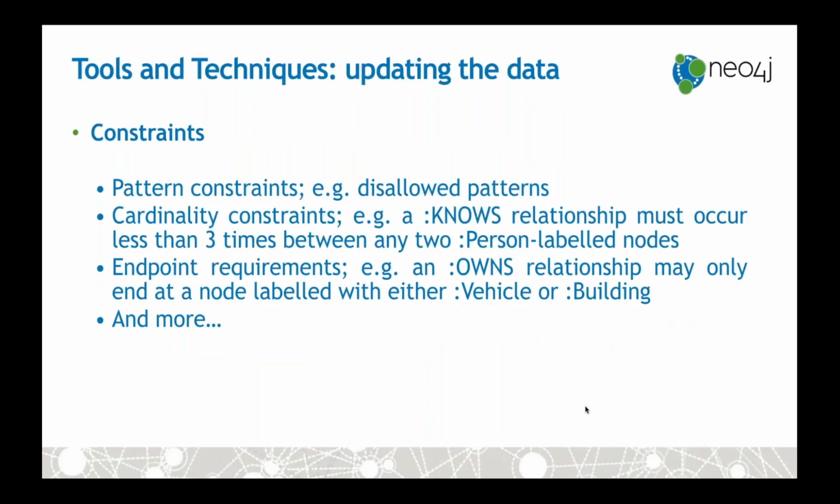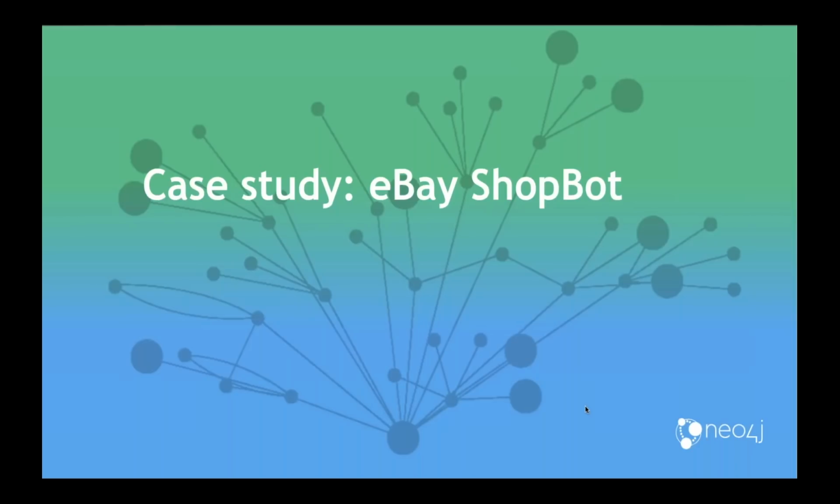And the fourth thing that we're looking at is better constraints. You'd expect to see quite a lot of things over time, like cardinality constraints. So, for example, a node's relationship must occur no more than 3 times between any 2 person-labeled nodes, or that a particular relationship type can only end at a node labeled with, say, vehicle or building, and things like that. So you can imagine all the permutations.